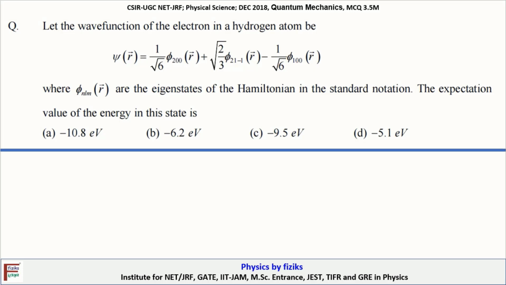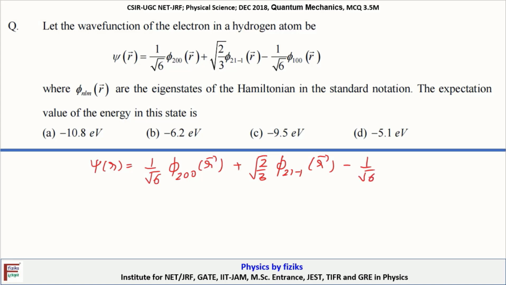The wave function of an electron in a hydrogen atom is defined as 1 by root 6 phi 200 r plus root 2 by 3 phi 21 minus 1 r plus 1 by root 6 phi 100 r.